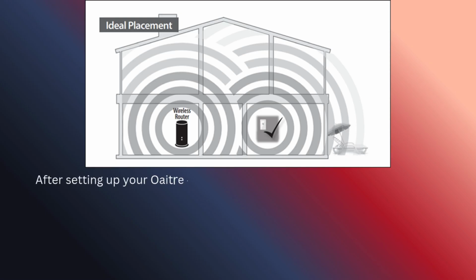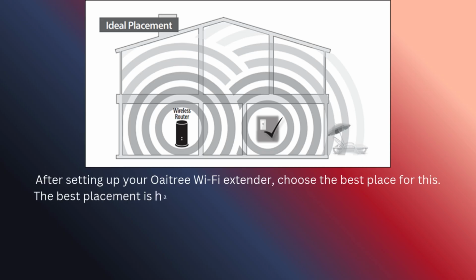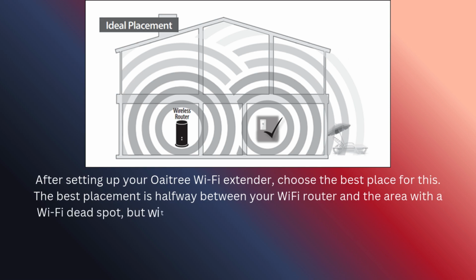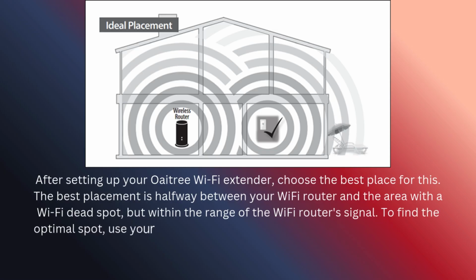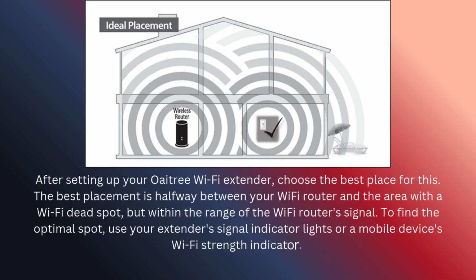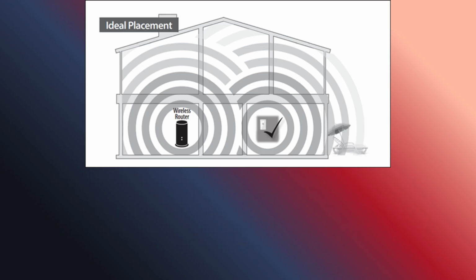After setting up your Oaitree Wi-Fi extender, choose the best place for this. The best placement is halfway between your Wi-Fi router and the area with a Wi-Fi dead spot, but within the range of the Wi-Fi router's signal. To find the optimal spot, use your extender's signal indicator lights or a mobile device's Wi-Fi strength indicator.